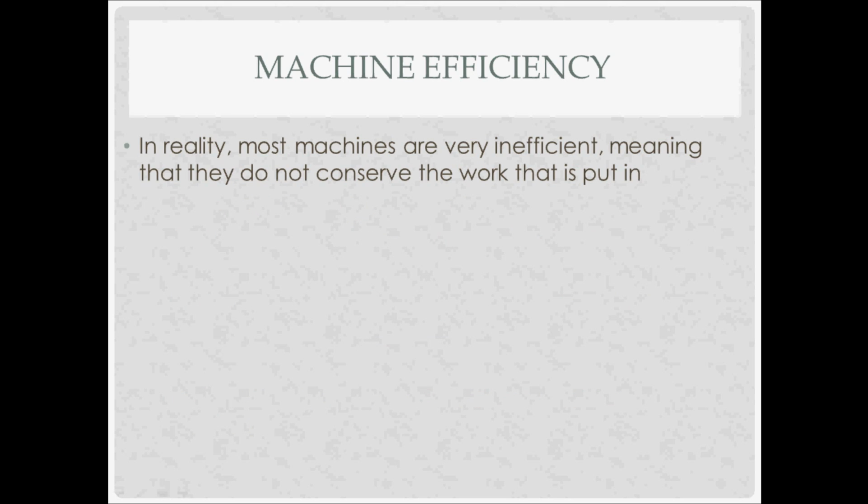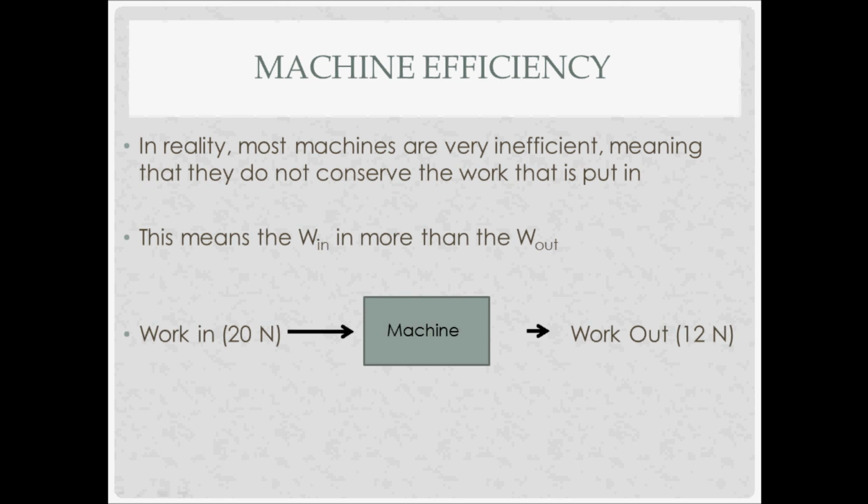So, again, in reality, most machines are very inefficient. If you think about it, of the work from burning gasoline that goes into the car, only like 30-40% of it actually comes back into moving the car. The rest of it is lost due to friction and released as heat inside the engine. So this is a typical example of what you might see on a real-life machine. If you put 20 newtons of work in, maybe if you're lucky you'll get 12 newtons of work out.